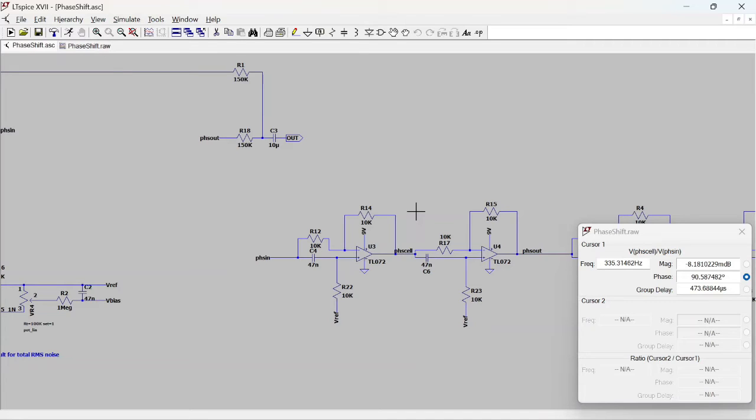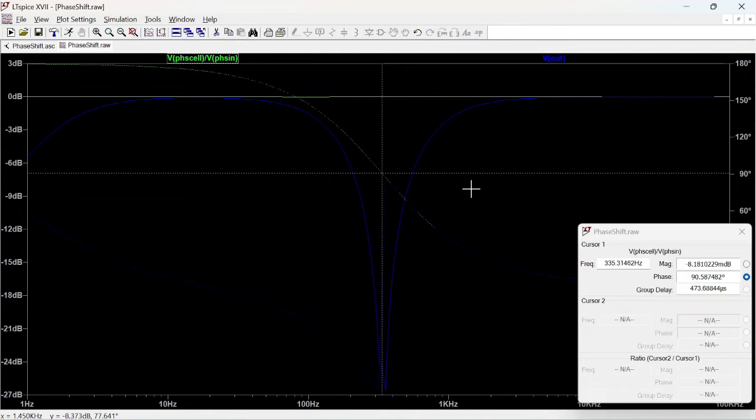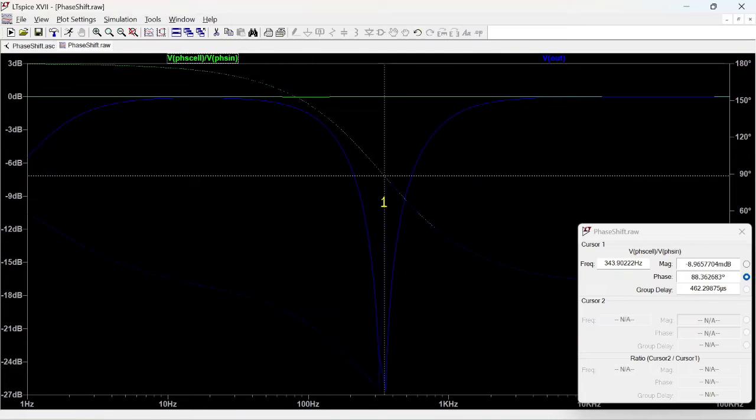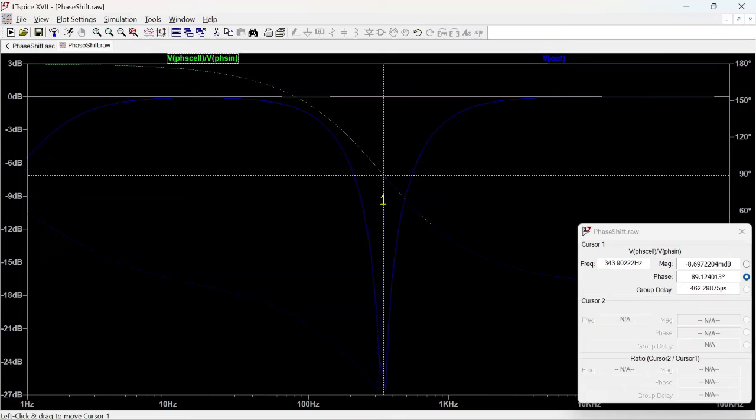But what is the output of these 2 stages? Remember that frequency earlier? This time I'm going to shift the plot. So output, look at this. This is happening at 352, which is really not correct. It's somewhere here. This is just the resolution of LT Spice, but it's around here. And you can see here phase is 90 degrees. This is on this diagram, okay?